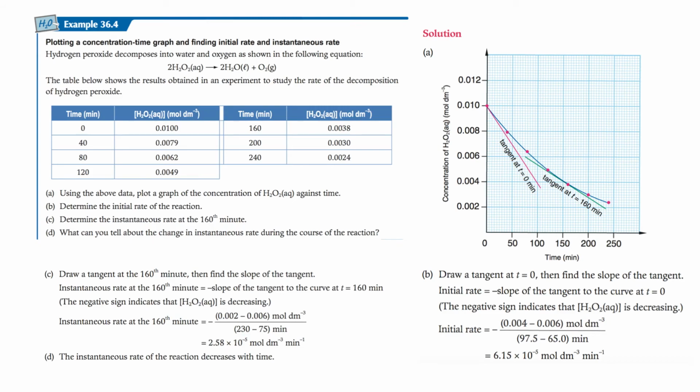So a few more examples, but all these are more or less the same. I'm not going to spend too much time on it. But for this one, you just need to plot the graph on your own. You have the concentration, and time will be in minutes. Just put it right there. I just want to draw your attention to part D. What can you tell about the change in instantaneous rate during the course? Again, as time goes by, the instantaneous rate should be decreasing, bit by bit. So in this case, we will find that the instantaneous rate will decrease with time.